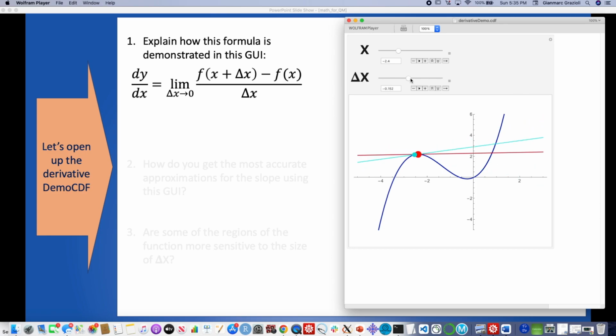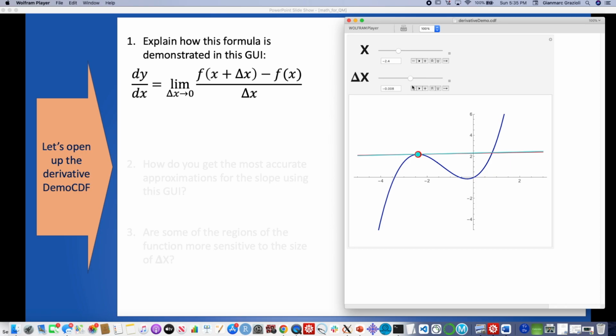So delta x is a small change in x. I guess it doesn't have to be small. I can move it all the way out here if I want to. It's some change in x. And then x, of course, is our reference, where we want to be. All right, so now I'd like you to try and think about this for a moment. What do you think I'm trying to show you with this thing compared to the definition on the left there of a derivative? There are different ways to define a derivative.